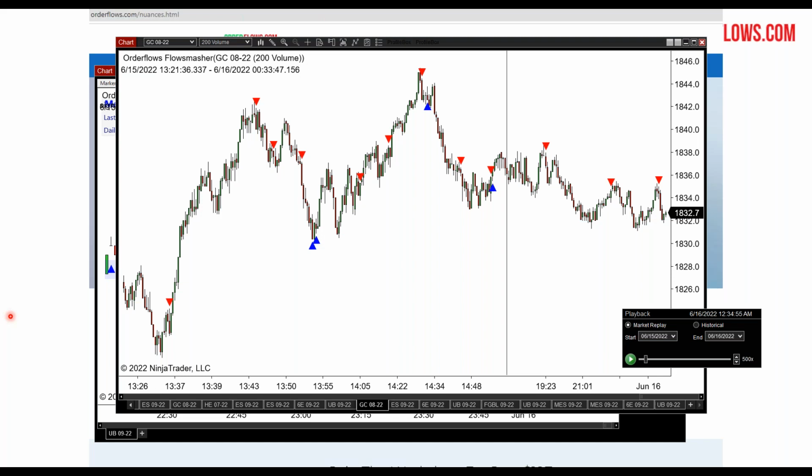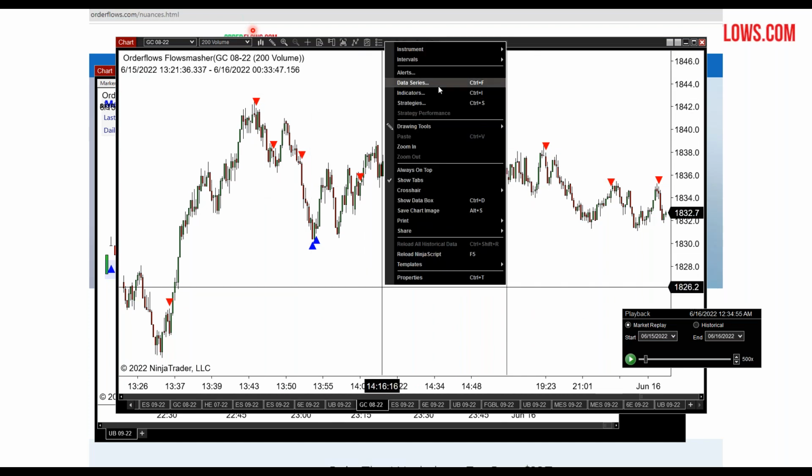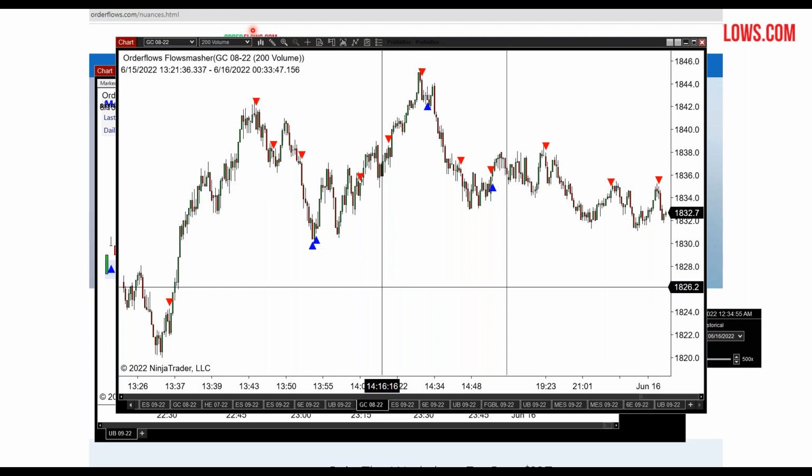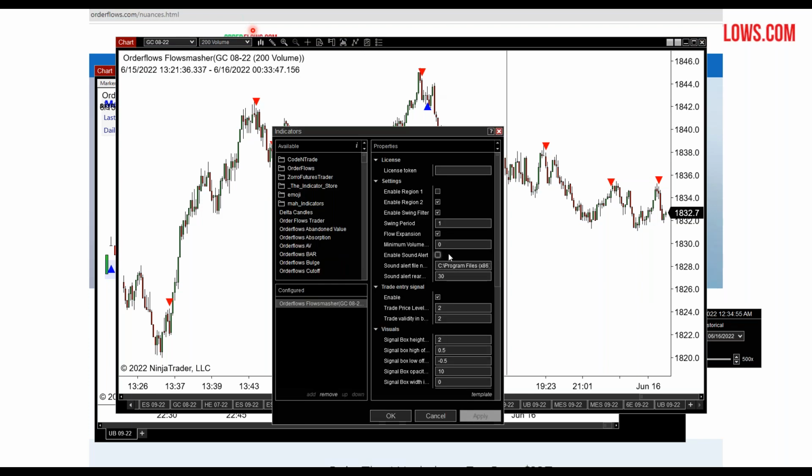John, well, the workshop is really meant for people on a footprint chart because it's going to be hard to see things on a regular bar chart, right? So you can see here, there are some trades. This is a 200 volume chart, but again, it's the same setting that I had on the 100 tick chart, I think it was. This was region 2 with the swing filter and flow expansion.